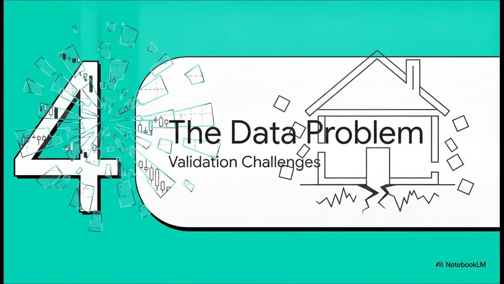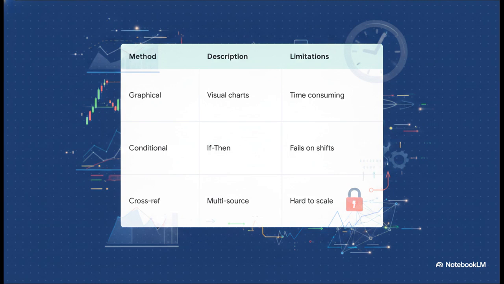Section 4. The data problem. Because if context is everything, what happens when your data is broken? Central banks manage staggering amounts of data, and validating it is a monumental headache. A recent paper from the Bank for International Settlements pointed out that traditional data validation methods are really struggling today. Graphical methods, like visually inspecting charts, are way too time-consuming and prone to human error. Conditional controls, which are basic if-then rules, are too rigid and completely break down when the market fundamentally shifts. And cross-referencing alternative sources, great in theory, but incredibly hard to scale. These manual methods just can't keep up with high-frequency data sets.